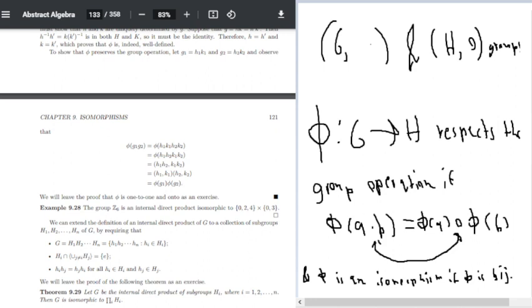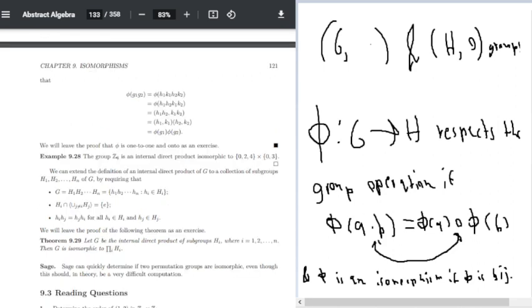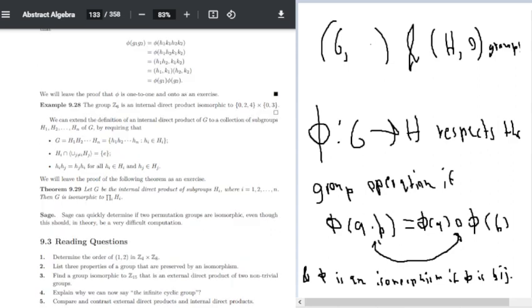The group Z sub 6 is an internal direct product isomorphic to Z sub 2 times Z sub 3. We extend the notion of an internal direct product to a collection of subgroups H1, H2, all the way to Hn of G by requiring that, 1. G is equal to H1, H2, all the way to Hn. 2. H sub i intersected with the product of all Hj, j not equal to i, is equal to the trivial subgroup. And 3. hi hj equals hj hi for all hi in Hi and all hj in Hj.